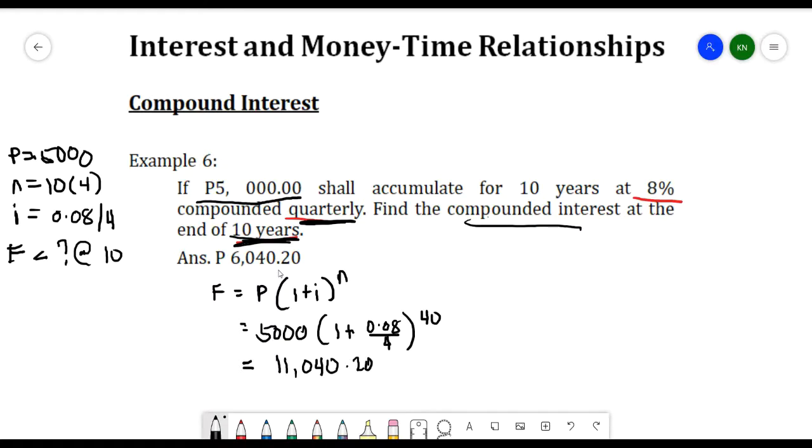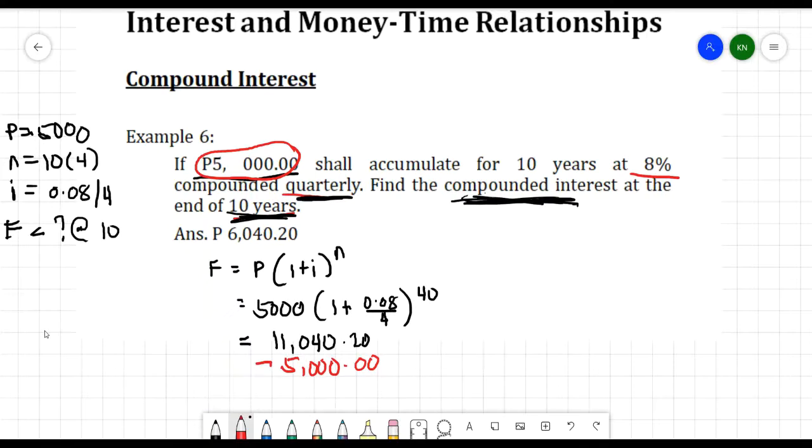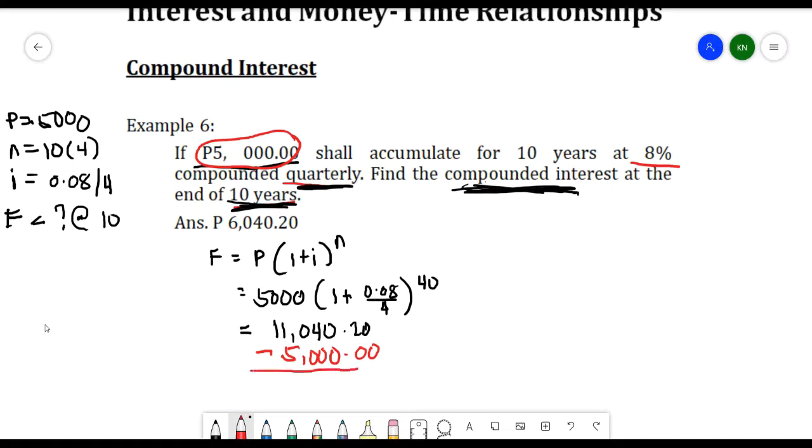But we are just looking for the compounded interest. We are not looking for the total future worth. So we have to subtract the capital that we have invested. So that's minus 5,000 in order for us to get the total compounded interest after 10 years. So that will give us the equivalent of 6,040 pesos and 20 cents. So that is how we solve for the compounded interest at the end of 10 years.